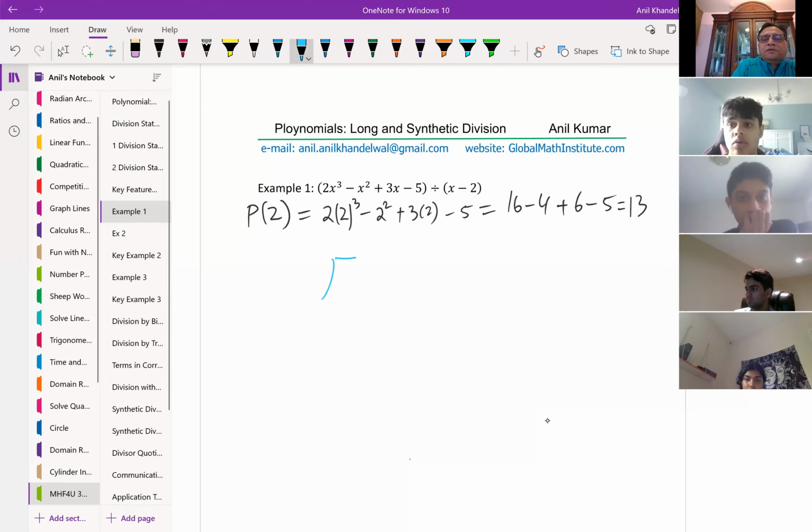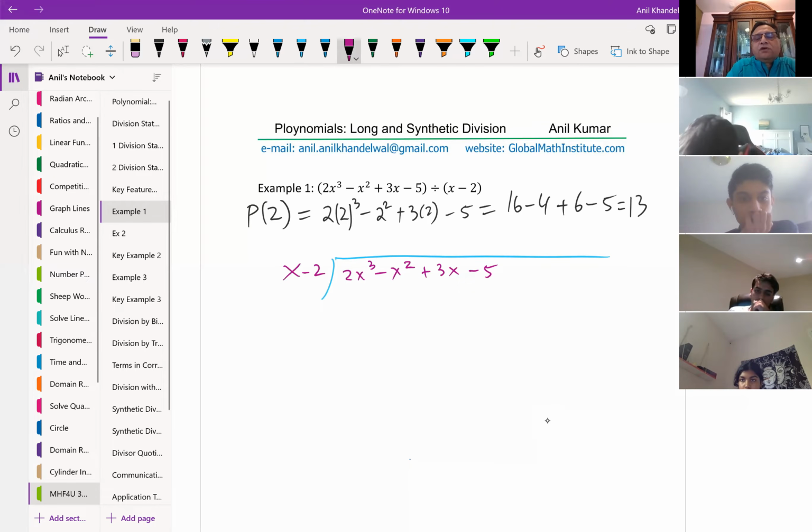So long division like this. We have all the terms here. Let me write down the terms, which are 2x cubed minus x squared plus 3x minus 5. We are going to divide by x minus 2. So what should be the first term? There are 2 terms, so I'll involve 2 terms, correct? I'm dividing by a binomial, so I'll involve 2 terms. So what should be my first term in the quotient? I have to divide 2x cubed by x. So you get 2x squared, correct?